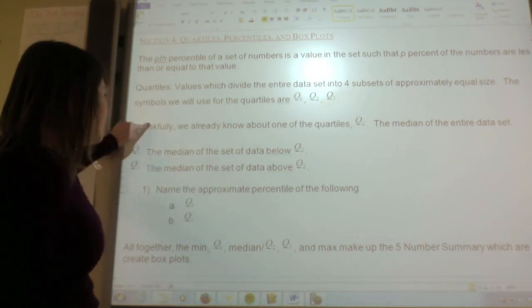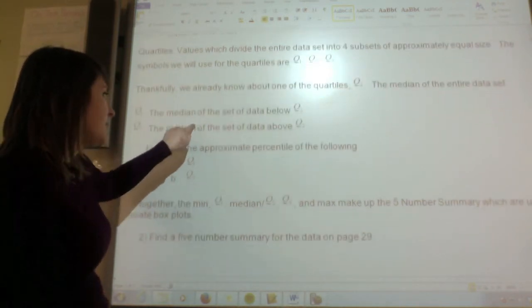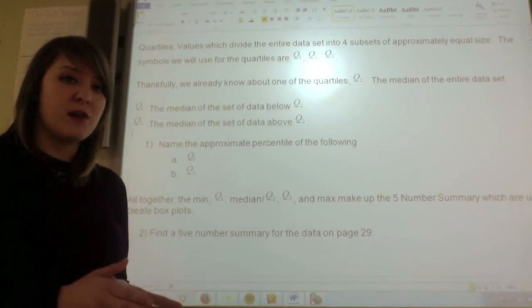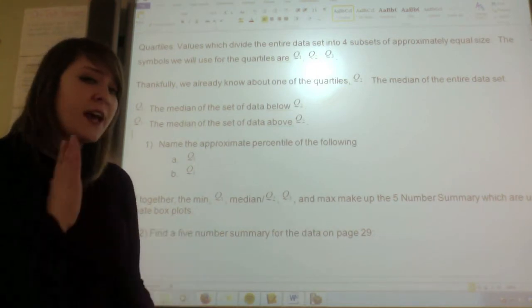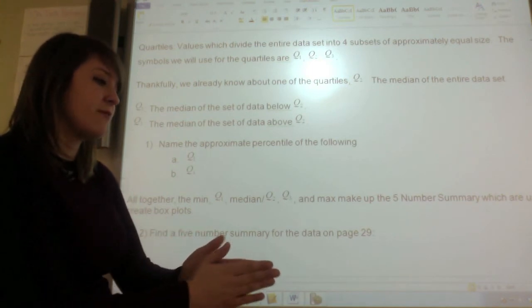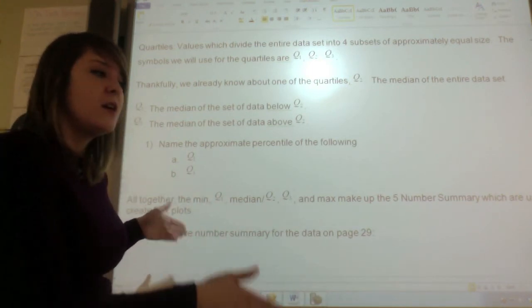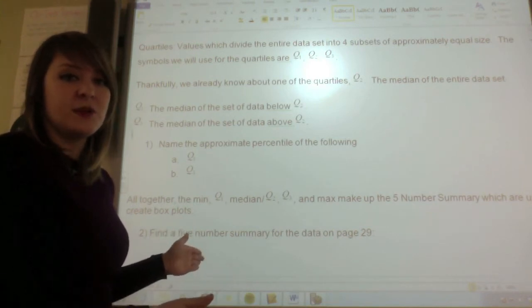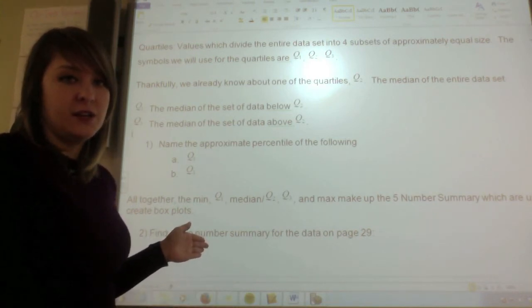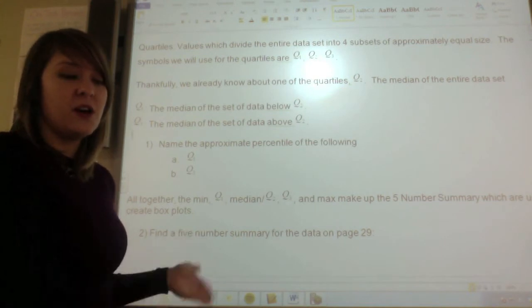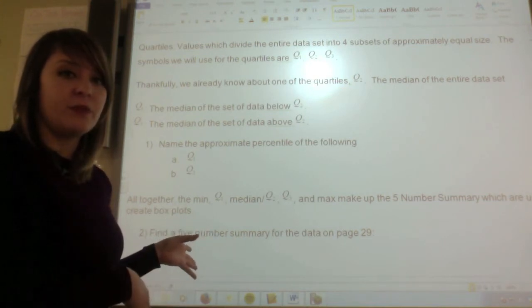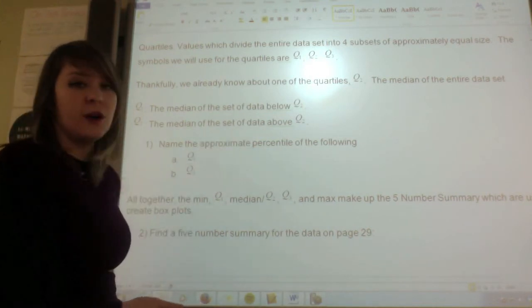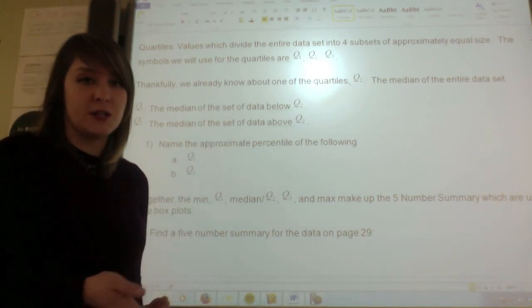Okay, Q sub 1 is going to be the median of the set of data below Q sub 2. So in other words, once you find that median, if you take out the median and then just look at everything under that median, and then you find the median of that data set, that is your Q sub 1. So that's called your lower quartile. Basically, you're just finding the median of the lower portion of your data. So then, of course, the median of the data above Q2 would be called Q3, which is your upper quartile.